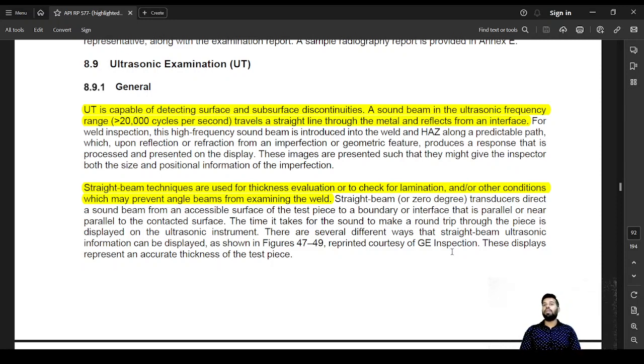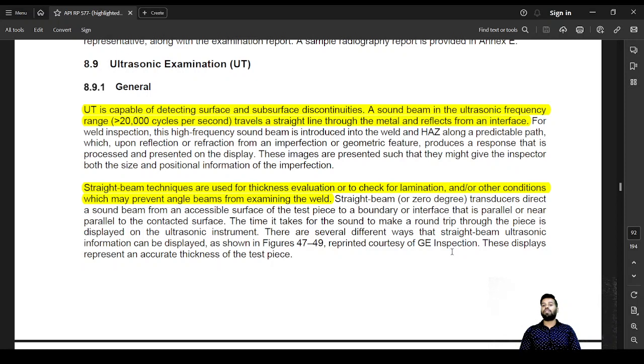Ultrasonic testing will show you lack of fusion, cracks, all of those discontinuities, but it will not show you volumetric discontinuity well. It will show you the indication, but it will be really hard to pinpoint what kind of discontinuity it is, whether a porosity or a slag. So every method has certain advantages and limitations associated with it. Ultrasonic examination, UT, is capable of detecting surface and subsurface or internal discontinuities. The sound beam is at an ultrasonic frequency, greater than 20 kilohertz. It travels in a straight line through the metal and reflects from the interface.